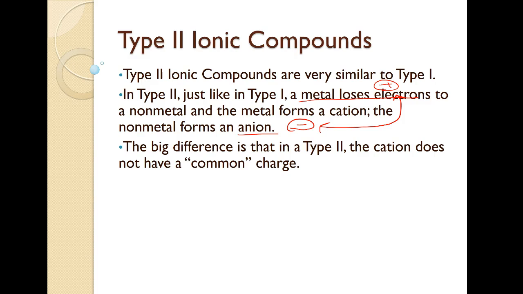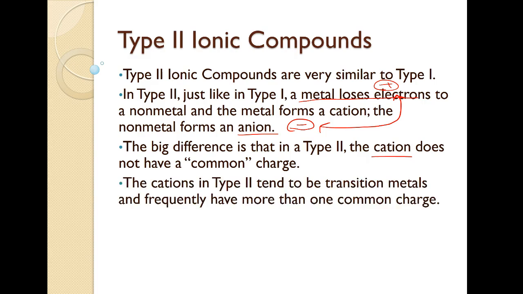The big difference is in a type 2, the cation does not have a common charge. In our type 1 compounds, the cation always had the same charge. It was a common charge based on its position in the periodic table. In type 2, it doesn't have that. They tend to be transition metals, and they often have more than one common charge, which is the problem.